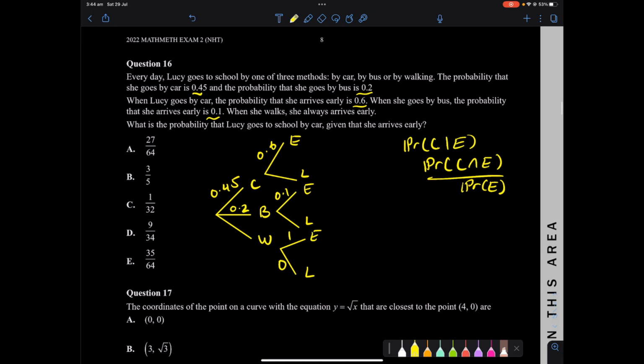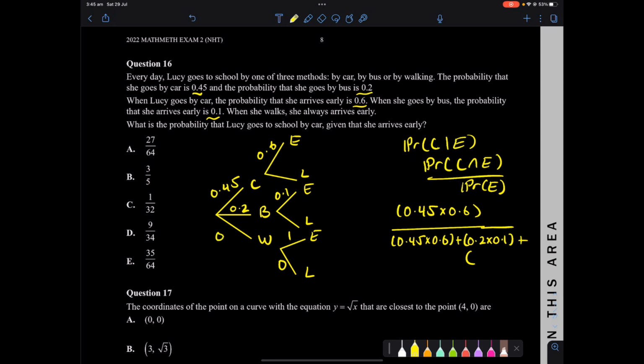So what we want to find is C intersection E. So we're saying that 0.45 times 0.6 all over the probability of E, which is 0.45 times 0.6 plus 0.2 times 0.1 plus, which here is 0.35 if I'm not mistaken. Is that right? So if we're saying 65, we put 3. Okay, yeah, it looks right.